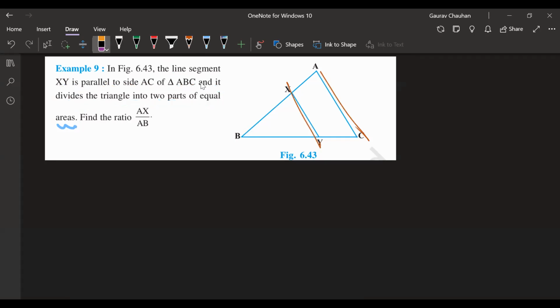Are we clear how we're thinking of this? How Riza thought about this? Give me a thumbs up if this is clear for you. All right. So they're asking us to find the ratio of AX by AB. Very, very interesting ratio. We don't directly know that.